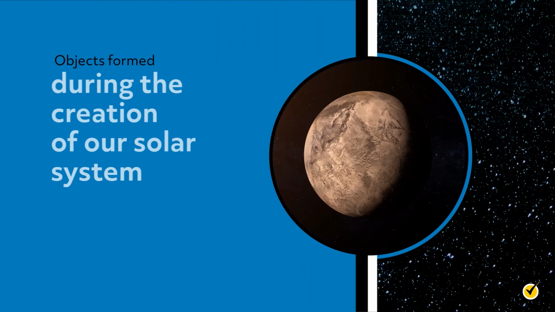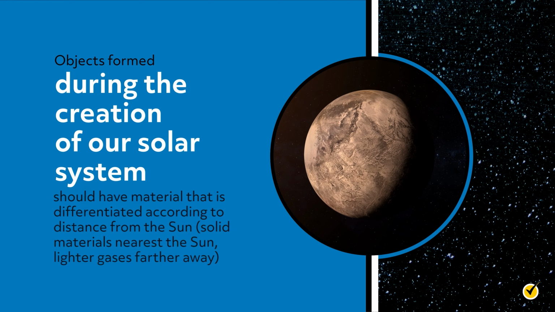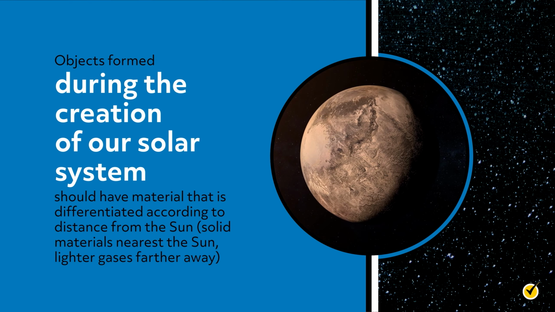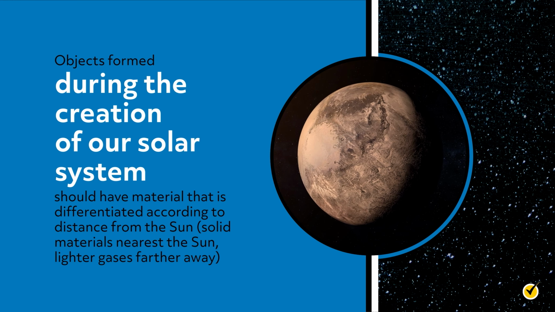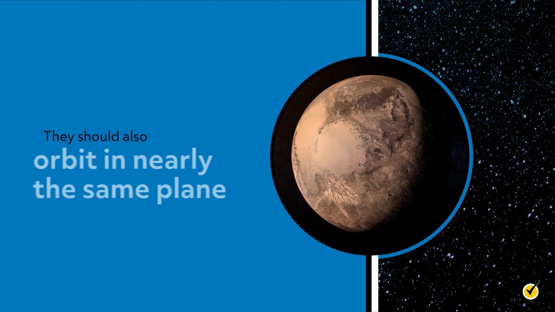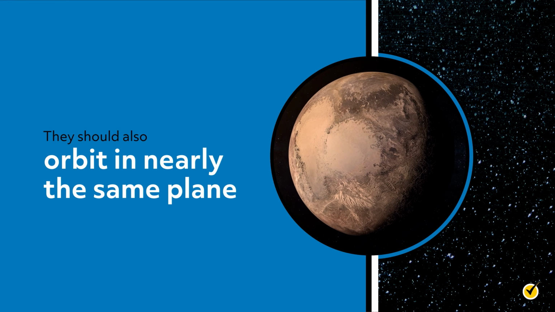Objects formed during the creation of our solar system should have material that is differentiated according to distance from the Sun, the solid materials nearest the Sun, lighter gases farther away. They should also orbit in nearly the same plane.